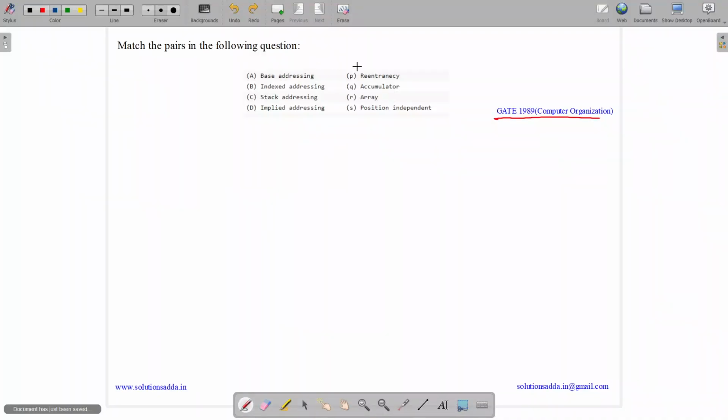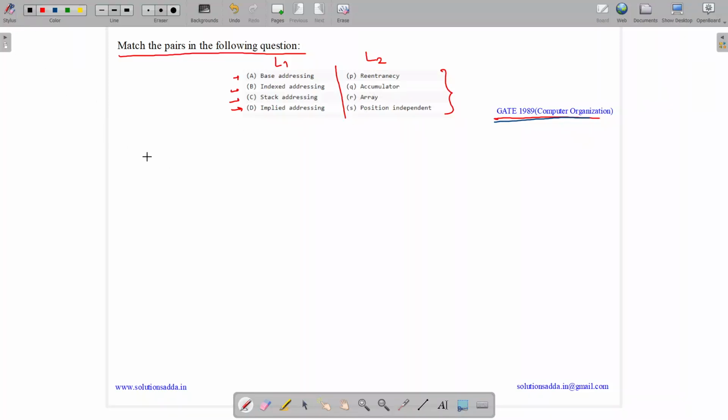This question belongs to computer organization subject and was asked in GATE 1989. So the question states, match the pair in the following question. So it's match the following. Here we have two lists, list 1 and list 2. List 1 states all the addressing modes: base addressing mode, index addressing mode, stack addressing mode and implied addressing mode. And we need to match it to the following things: re-entrancy, accumulator, array and position independency.